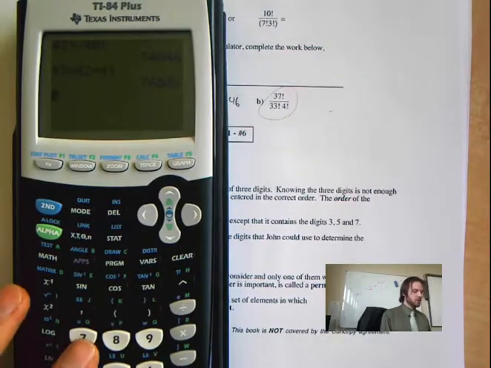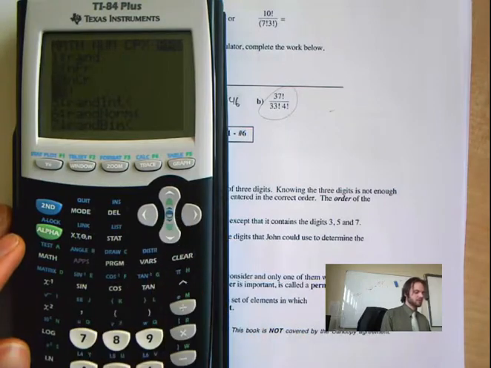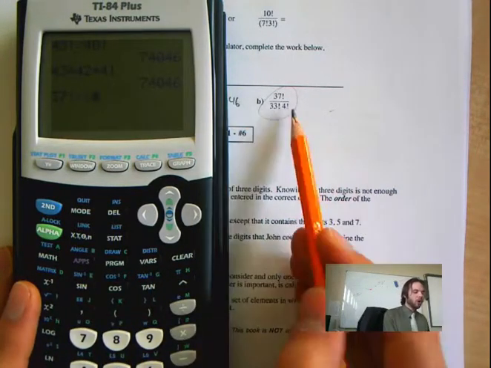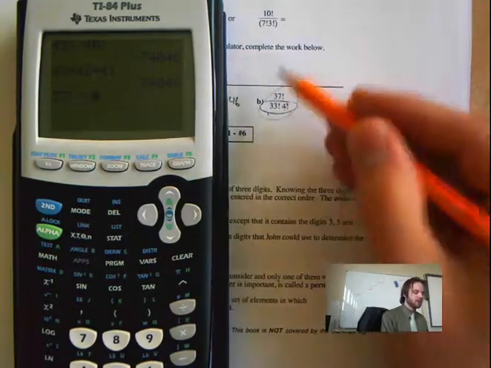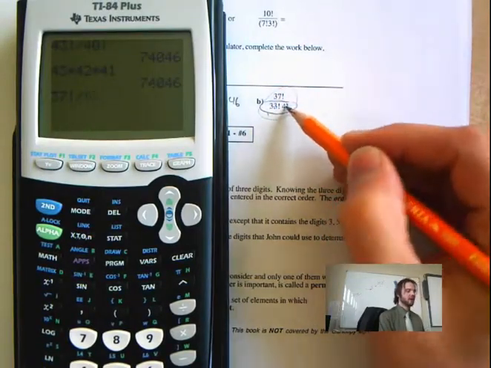I'm going to have to go 37, math, and we want factorial. And we're going to divide that all by, this is divided by all of this. So I'm going to have to put both of these in brackets in my calculator. Otherwise, if I just do this and I don't put in the brackets, it's going to go this divided by that, then multiply everything by that.